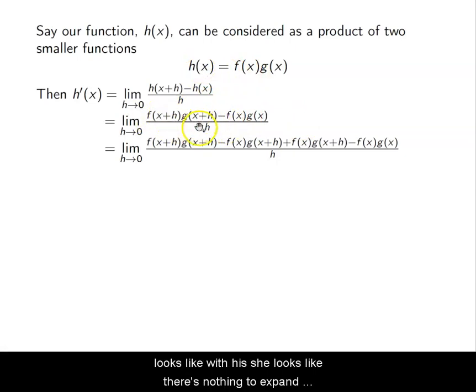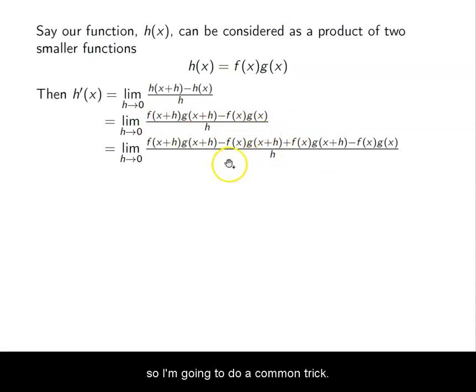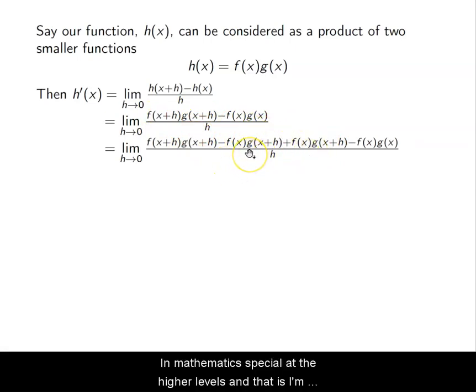There's nothing to expand. So I'm going to do a common trick that we do in mathematics, especially at the higher levels, and that is I'm going to add something and subtract it again right away, but instead of adding it and then subtracting, I'm going to subtract it and then add it. So I haven't actually changed the value. If I give you $1 and then take it away right away, I haven't actually given you anything.